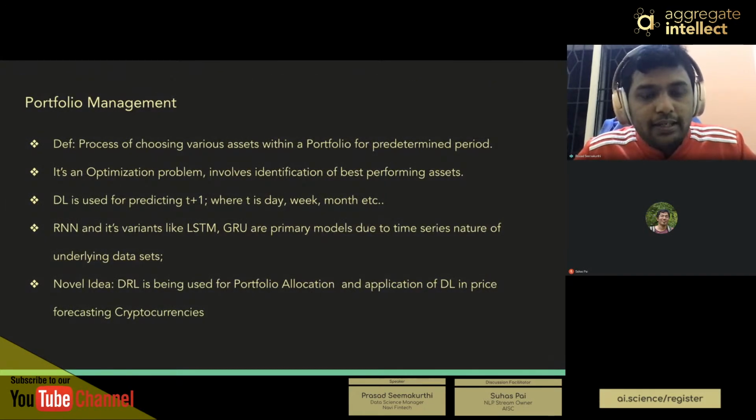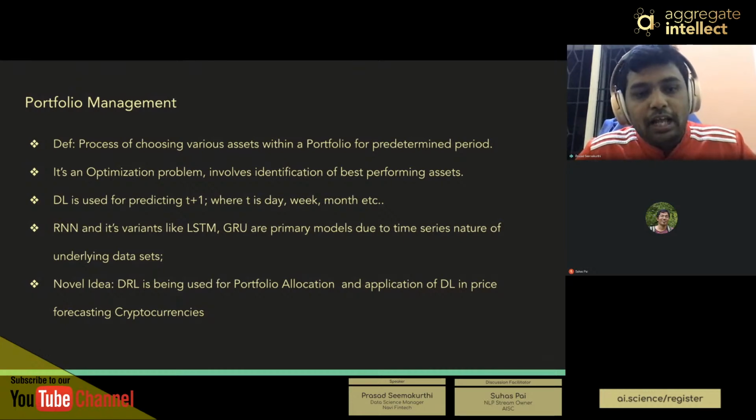So, the next area in terms of application of deep learning is portfolio management. The definition of portfolio management is the process of choosing various assets within a portfolio for a predetermined period in order to make profits. Under the hood, portfolio management is nothing but an optimization problem, which involves identification of best performance of assets like stocks, bonds, and so forth.